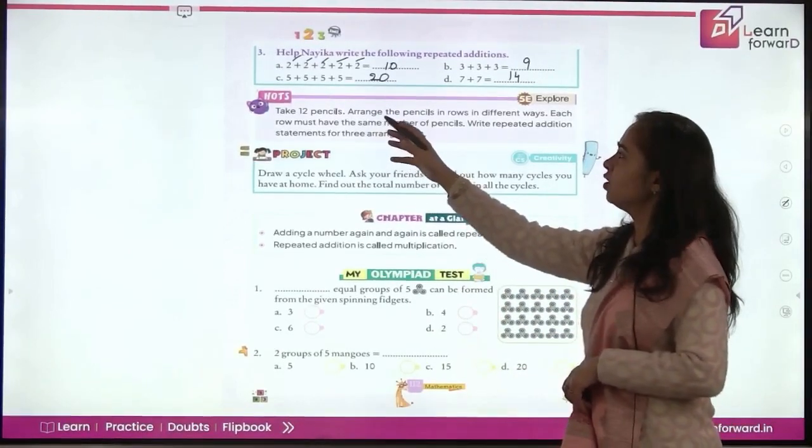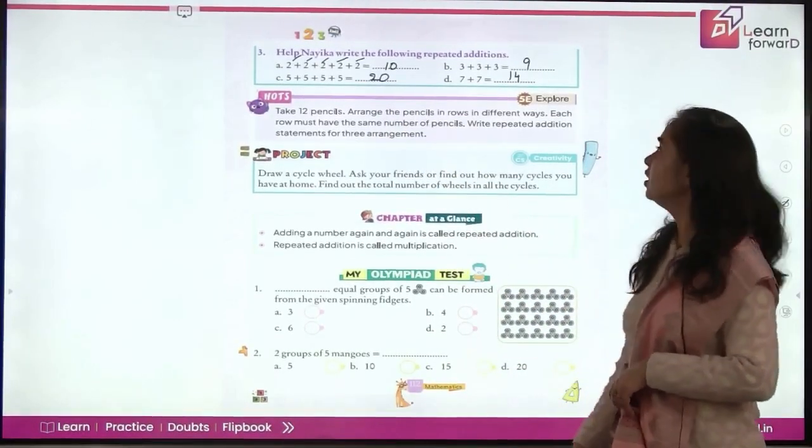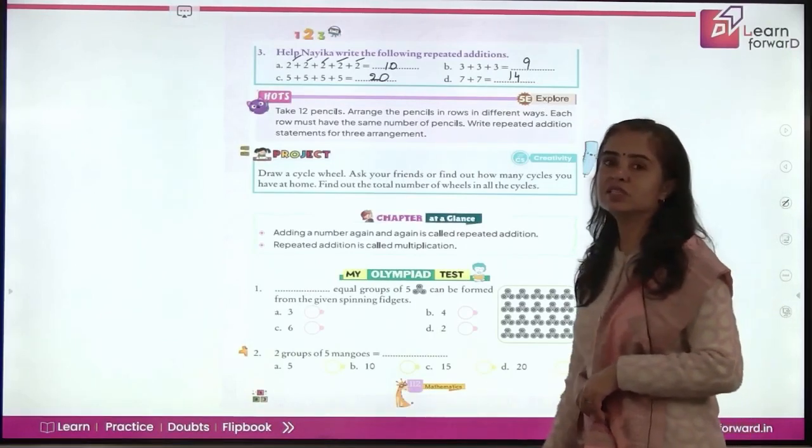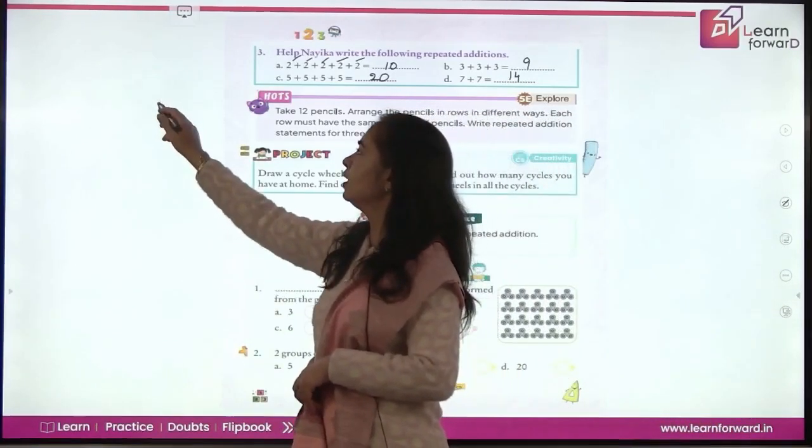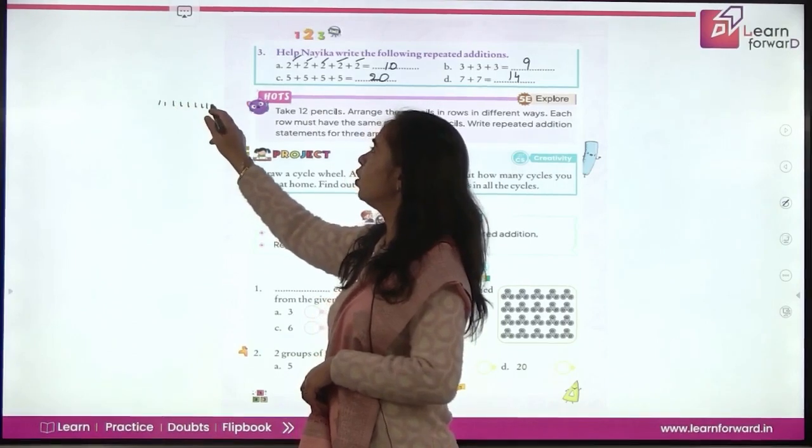Now, HOTS: take 12 pencils, arrange the pencils in rows in different ways. Each row must have the same number. So what you can do? You can take 12 pencils like this, all 1, 1, 1.